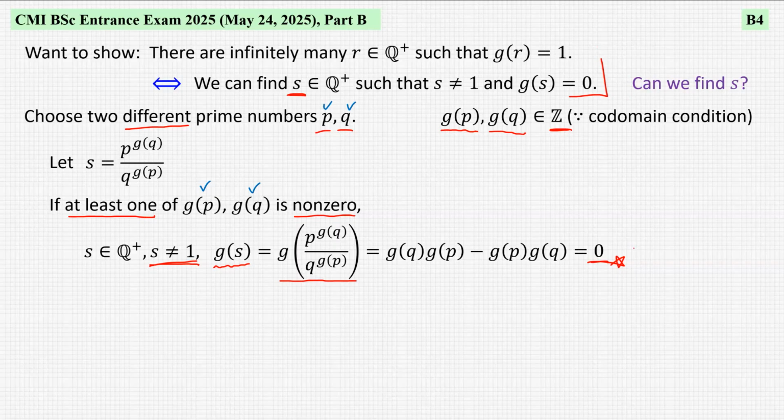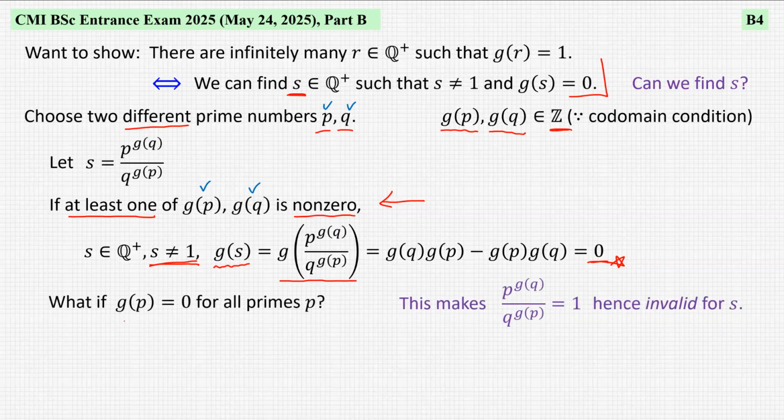But sadly, this does not cover all possible cases of function g. What if such a condition, at least one of g of p and g of q is non-zero, is not satisfied? That is, what if the range of function g is given in a way that g of p is equal to 0 for all prime numbers p? This makes the value of this expression 1, which is an invalid value for s.